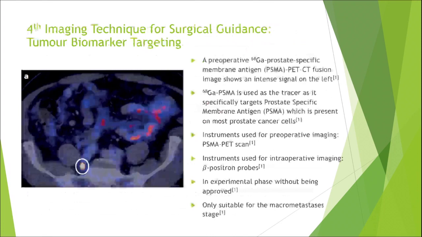The currently most used tracer is 68 gallium PSMA, which decays by positron emission and can be detected by a positron emission tomography scan, which is called a PET scan. In combination with CT, it can produce preoperative images with great resolution. The preoperative image here is a PSMA PET CT scan showing intense signals from the tracer. As for intraoperative imaging, positron probes can be used.